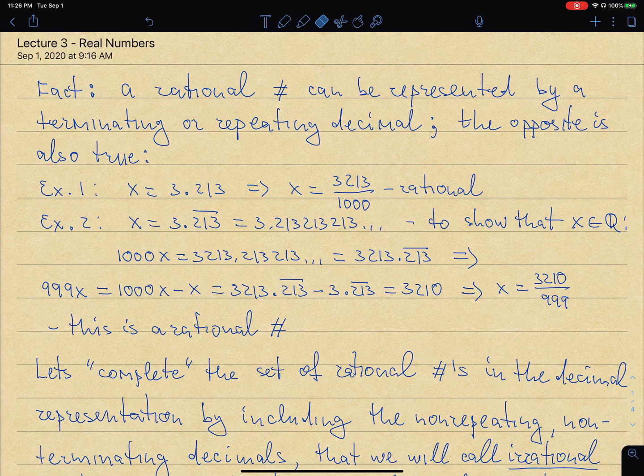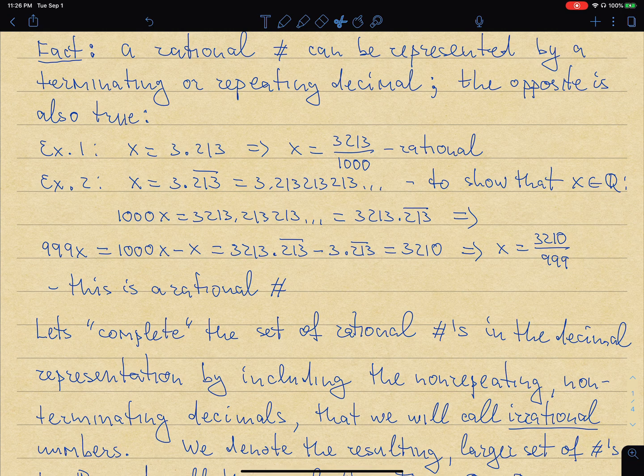A fact that I give you without proof is that any rational number can be represented by either a terminating or a repeating decimal. And the opposite statement is also true: if I have a terminating or repeating decimal, I can always represent it as a rational number. And I'm going to demonstrate this on two examples.